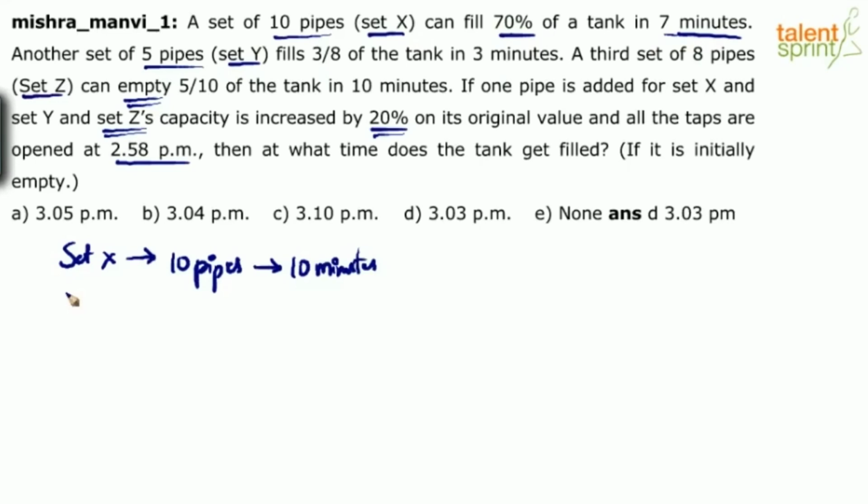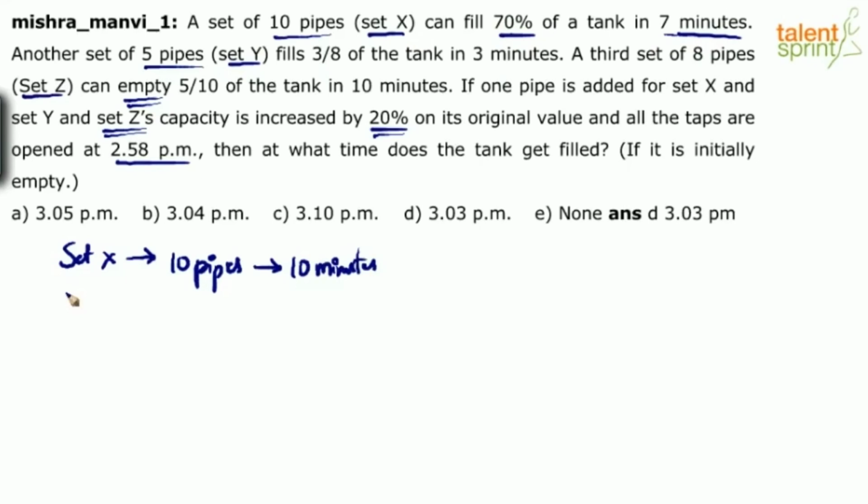get filled? So if you look at the question here, it says there are 3 sets. Set X, which is a set of 10 pipes, can fill 70% of the tank in 7 minutes. Then there's set Y, which is a set of 5 pipes, and it can fill 3/8 of the tank in 3 minutes. And then there is a third set of 8 pipes, set Z, and this can empty 5 by 10 of the tank in 10 minutes.